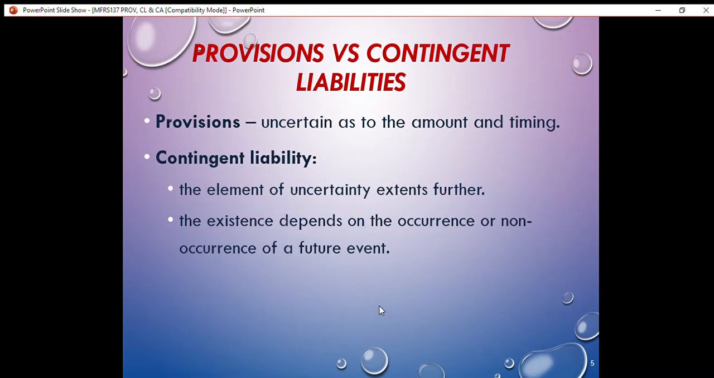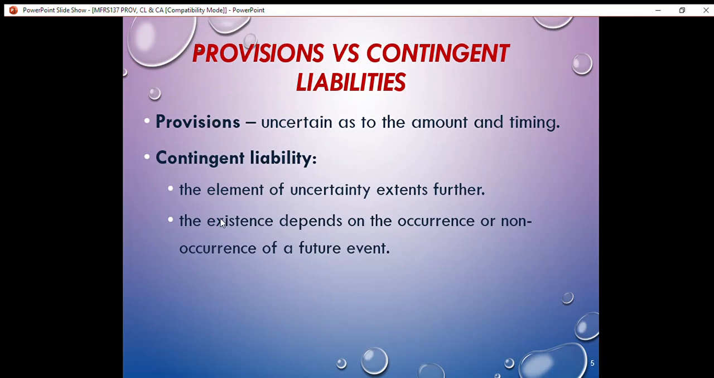This one is about the difference between provisions and contingent liabilities. As mentioned just now, provisions refer to liabilities with uncertain amount and timing. However, for a contingent liability, the element of uncertainty extends further. That means for a contingent liability, the timing for settlement and the amount to be paid by a company is more uncertain compared to the provisions.